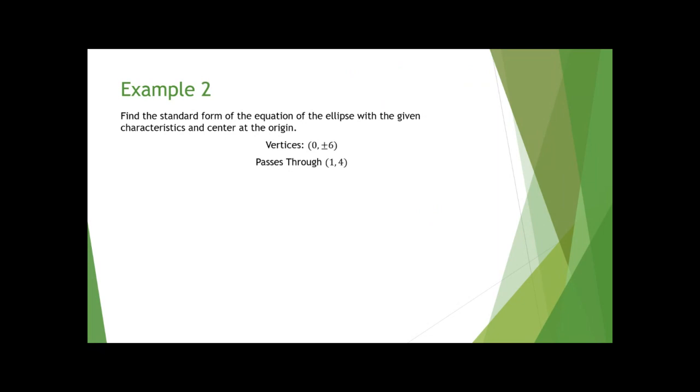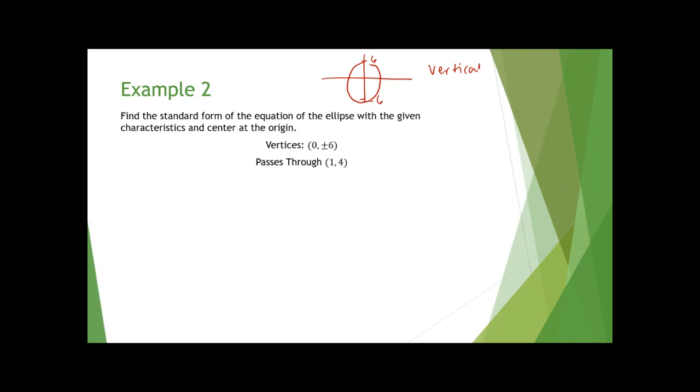Okay, so here's example 2. Find the standard form of the equation of the ellipse with the given characteristics and center at the origin. Okay, so I'm going to draw. This time my vertices are plus or minus 6 on the y. So 6 and negative 6. So that's telling me I'm having a vertical ellipse.